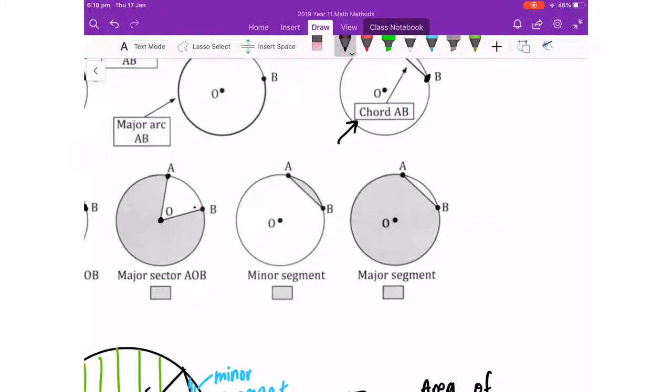A minor segment is where you get a chord that splits the area of a circle into two different parts. The minor segment is just the smaller area, so this area here. And then the major segment is just everything else apart from that small minor segment.